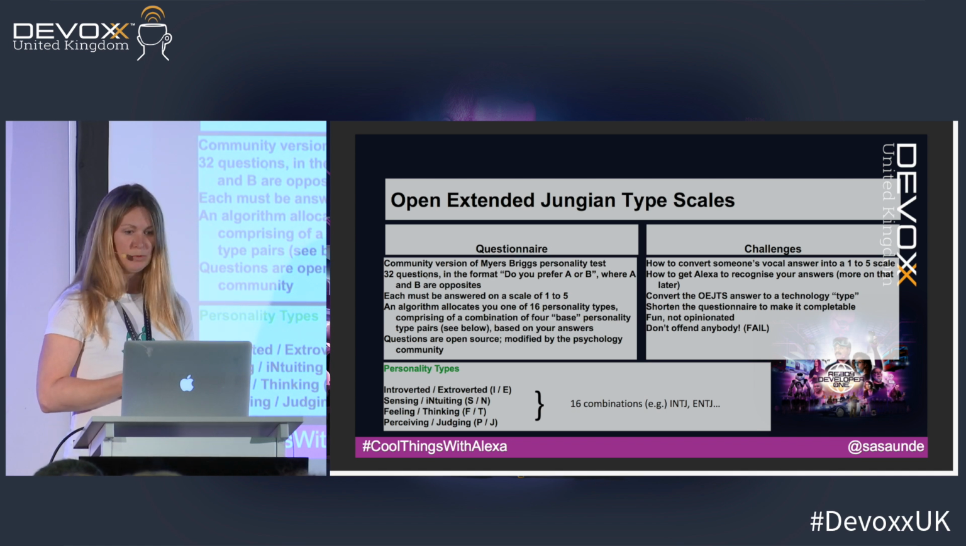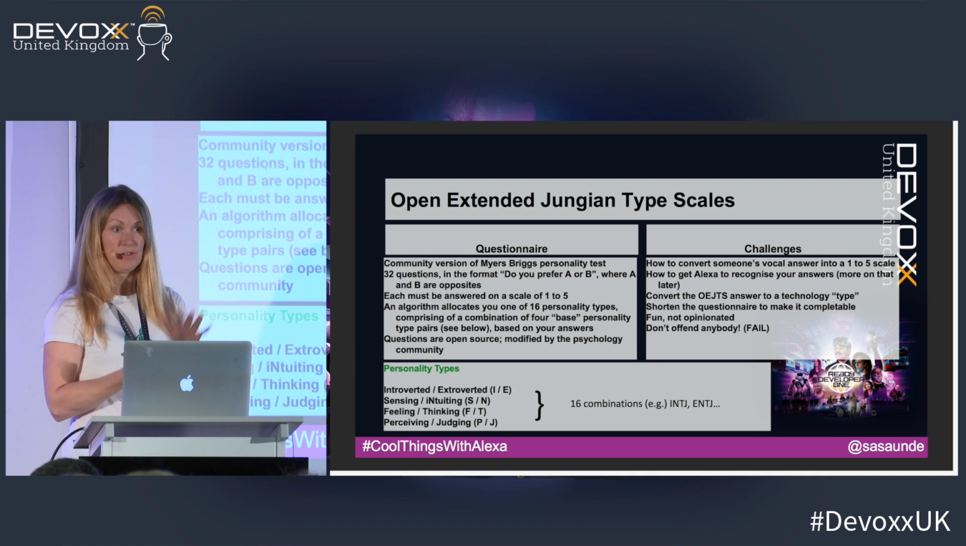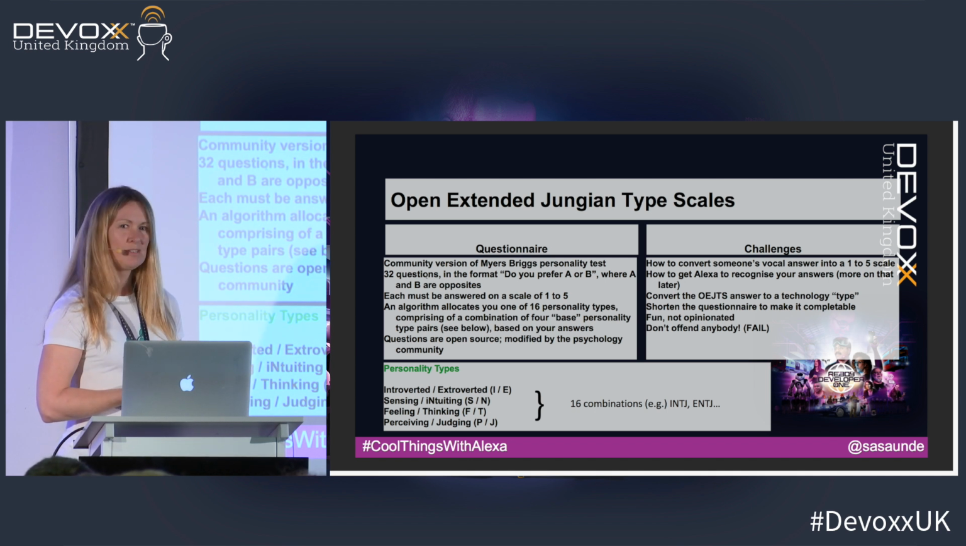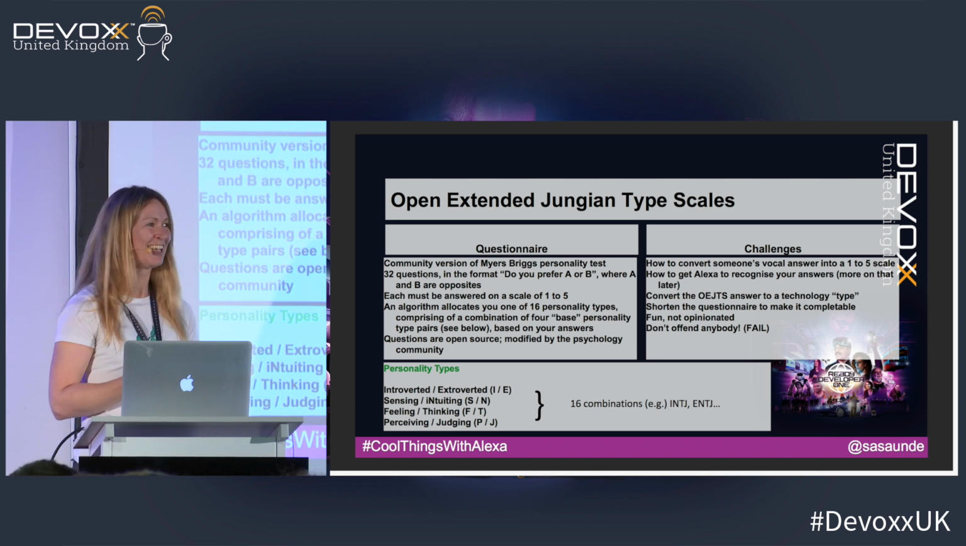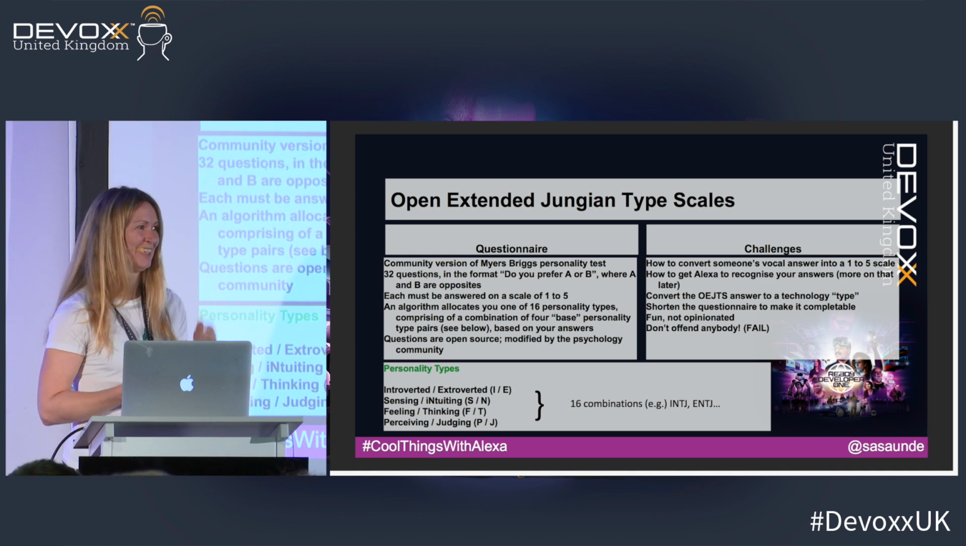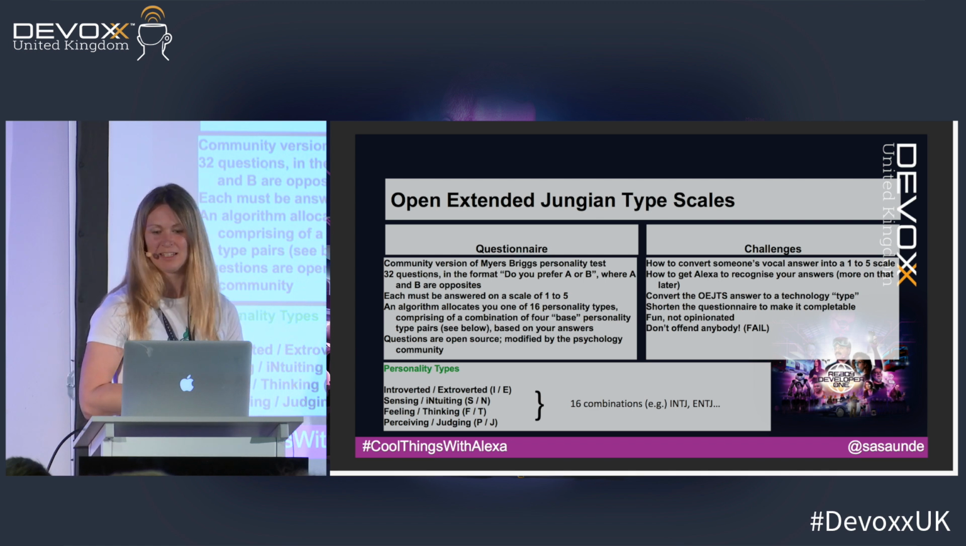And what the OEJTS is a series of 32 questions that you answer, and then it will calculate your personality type. Did anyone come to DevOps last year and see the Capgemini stall then? Okay, yeah, the Capgemini people did. So, yeah, that's good, because that's what I'm going to talk about, so you won't be hearing things twice.